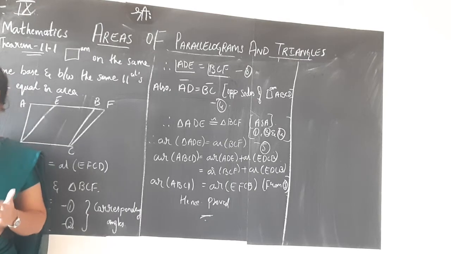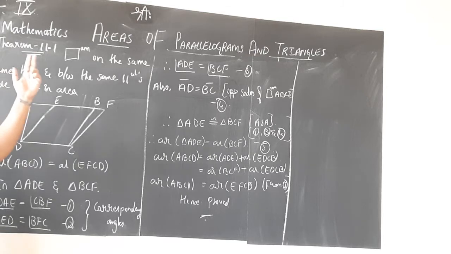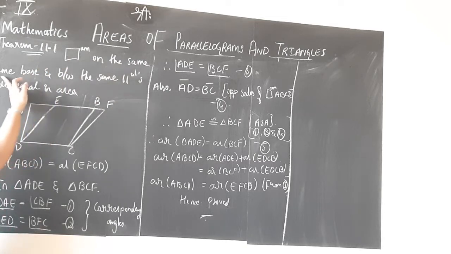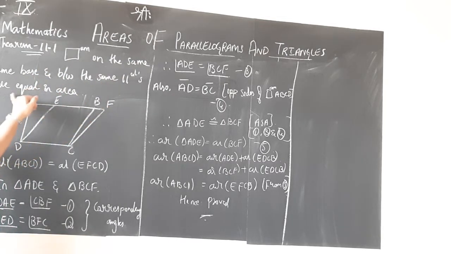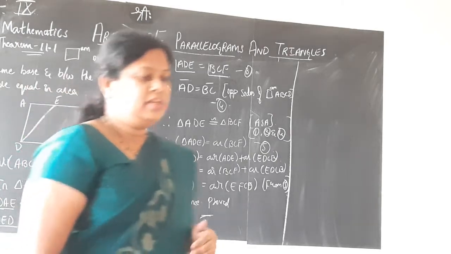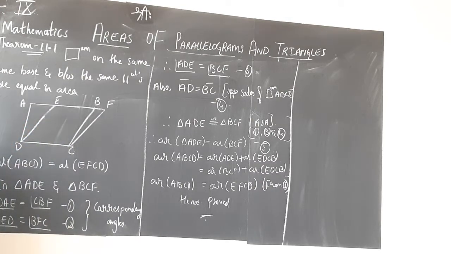Next we shall understand the first theorem of this lesson, that is theorem 11.1. The statement of the theorem is: parallelograms on the same base and between the same parallels are equal in area. So we have understood in the previous session how the figures look when they are standing on the same base and between the same parallels, isn't it? Now we are going to prove that if two figures are standing on the same base and lie between the same parallels, then they are equal in area.